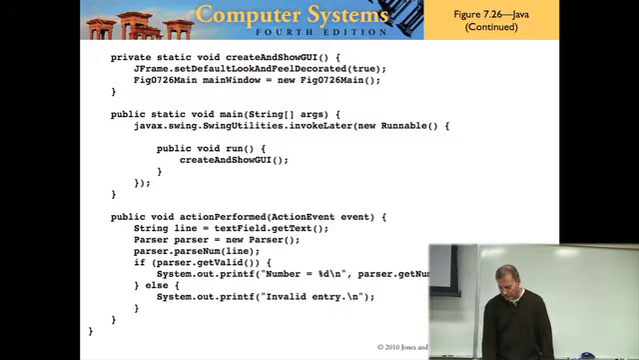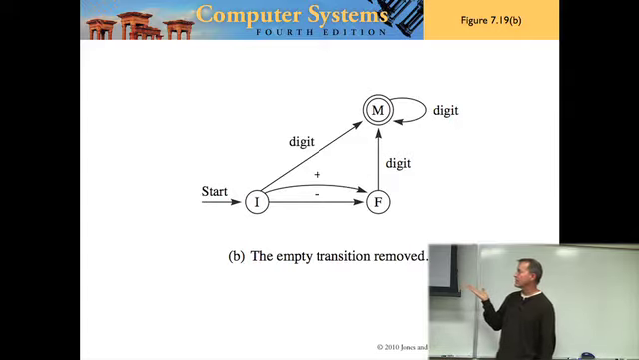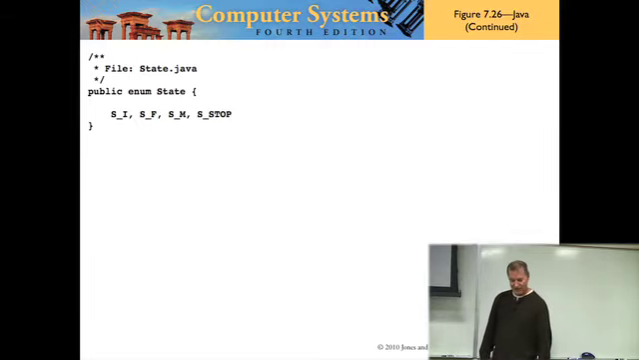All right, now let's go back to the state transition diagram that we are implementing, figure 7.19. Now how many states do we have here? 3, and they are named? I, F, and M. Are you with me? So the next piece of code then is a whole new file that has just one thing in it. The name of the file is State.java. Are you with me? Now I think this might be the first time we've used enumerateds in Java.